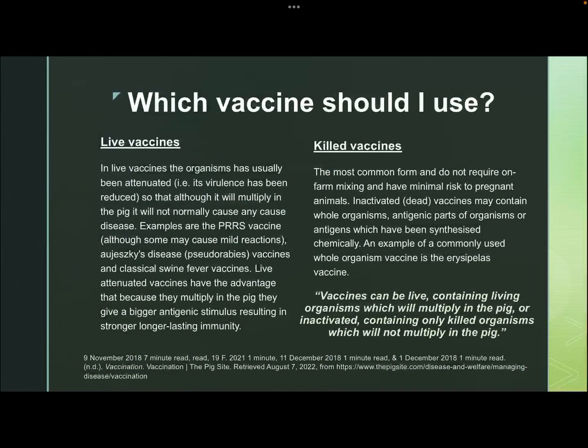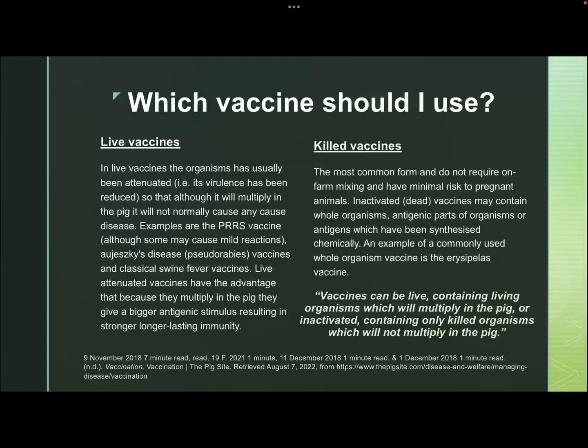Which vaccine should I use? In live vaccines, the organisms have usually been inoculated, so that although it will multiply in the pig, it will not normally cause disease. Examples are the PRRS vaccine, Aujeszky's disease vaccines, and classical swine fever vaccines.